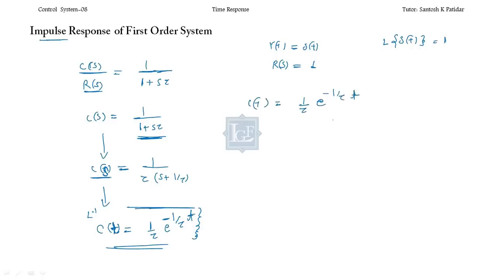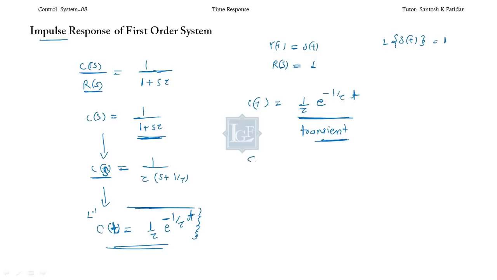Okay, it contains only exponential terms. Is there any constant or oscillatory term? No. So this is completely transient behavior. It means in the impulse response you will not get any steady state response. You will get only transient response. Correct? Now if I talk about the steady state error.